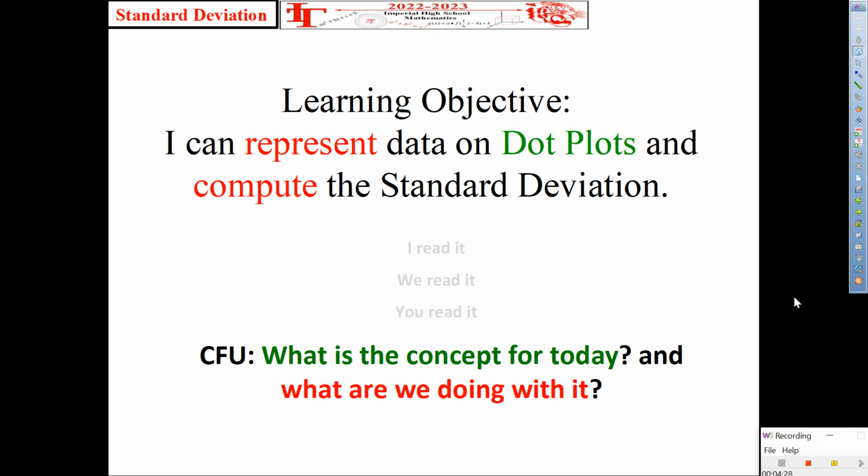So our objective for today: I can represent data on dot plots and compute the standard deviation. Once again, as we are navigating ourselves through the first 2-3 weeks of the school year, we're going through foundational stuff. This is just revisiting some of the items that we've seen prior to this course, and hopefully it's not been overwhelming. Fairly doable, yeah? All right, good.